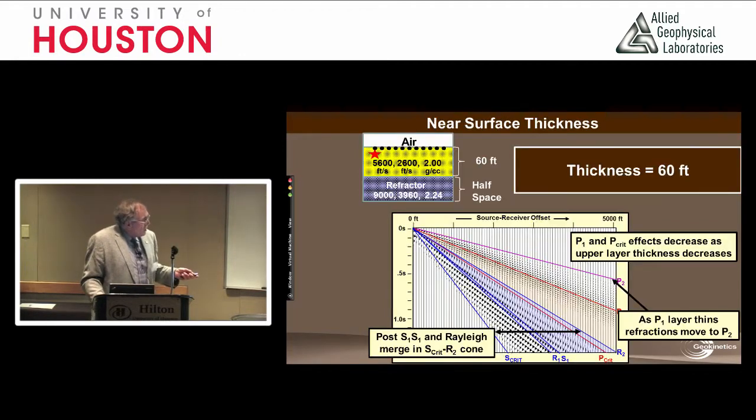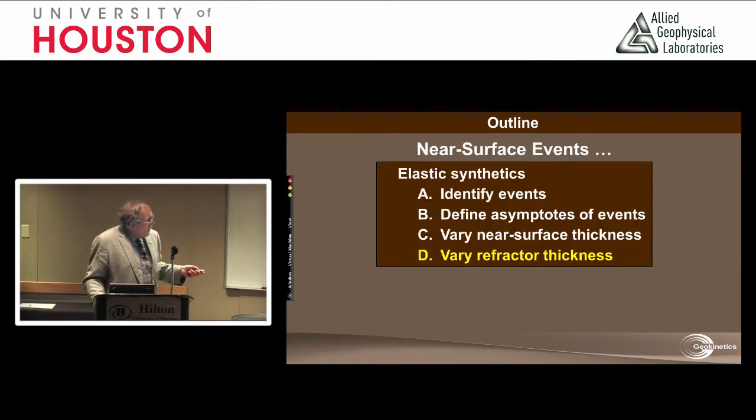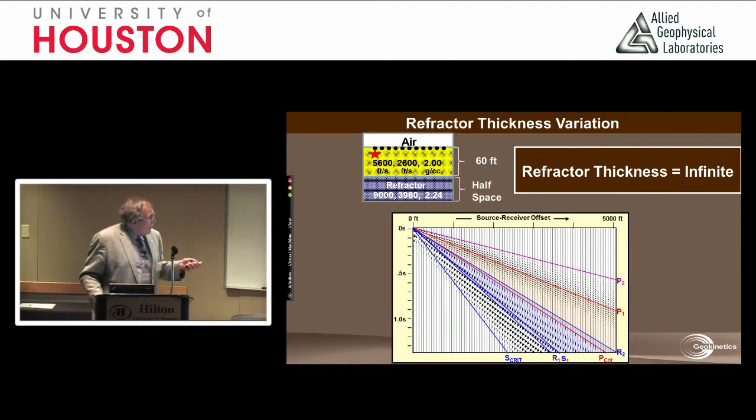Here we have the refractions, and it goes from the P critical out to the P2. We're going to vary the refraction thickness. So as we vary the refraction thickness, we'll start with down here an infinite refractor. We're going to vary that thickness. Notice that these head waves go all the way out. They just keep on going over and over again, the amplitude. And they're starting right here at the P critical.